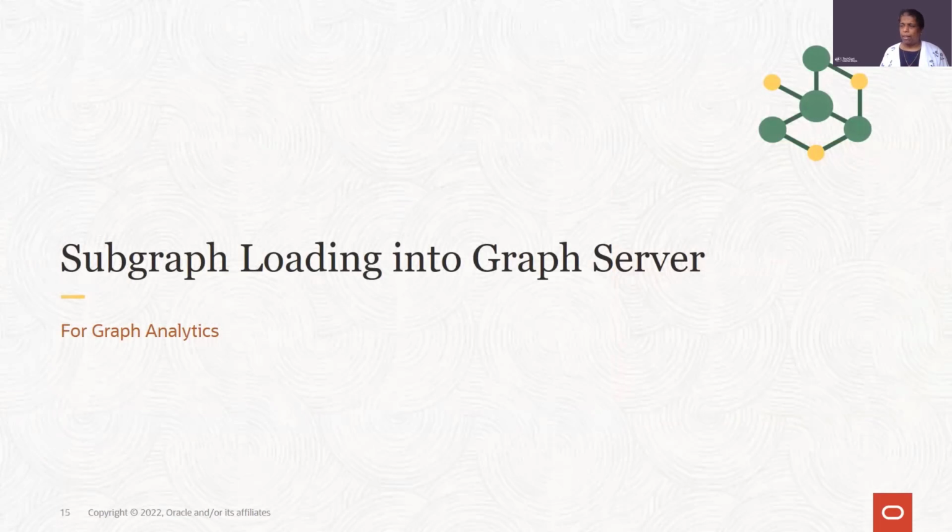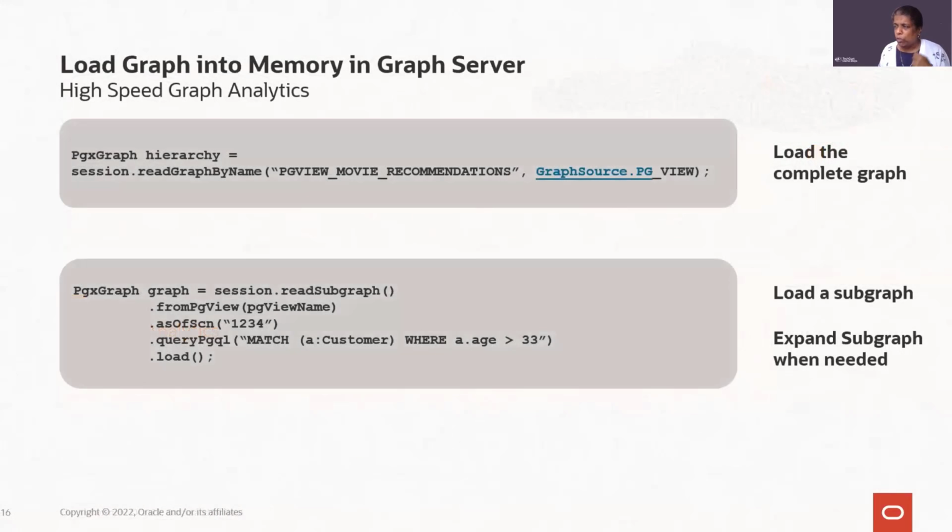So when you're loading, there's always a question of how much memory do I need to load? And we have an estimator to estimate the amount of memory you need to load into the graph. But one of our very new features is that when you load your graph into memory, you can load just a subgraph. So if I'm just loading the complete graph, I would just say read graph by name, provide the name of the graph and load that into memory.